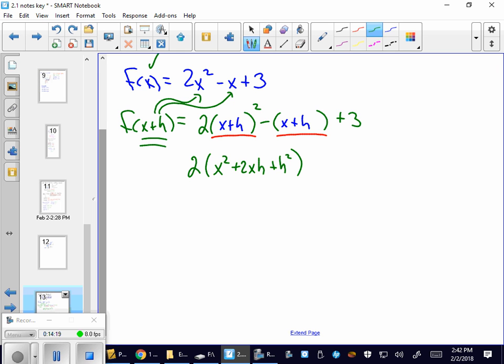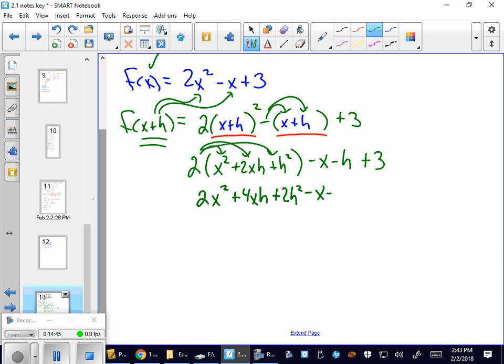On the second piece, I'm just distributing the negative sign into here. So I'm going to get negative x minus h, and then plus 3. The last thing I need to do to simplify this is to distribute the 2. So the 2 gets distributed here, here, and here. So we're going to have 2x squared plus 4xh plus 2h squared minus x minus h plus 3. That is very lengthy, and it gets a little messy. That is f of x plus h.